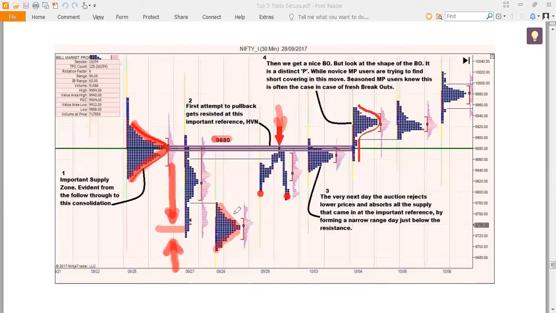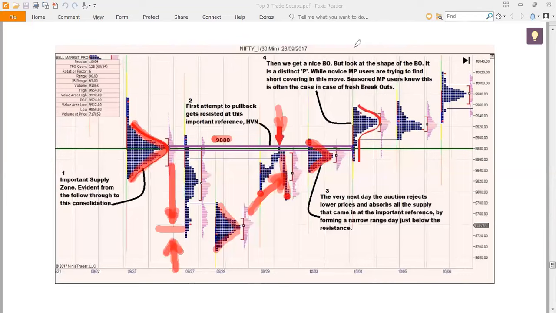But always remember, the value area placement is the most important thing in market profile, and that was way higher on this day. So even if there was a possibility of continuation of the downtrend, looking at the higher value area, I would not jump into shorts. And clearly enough, the next day opens higher, it rejects this late down move of the prior day, and then just forms a tight balance right at the reference.